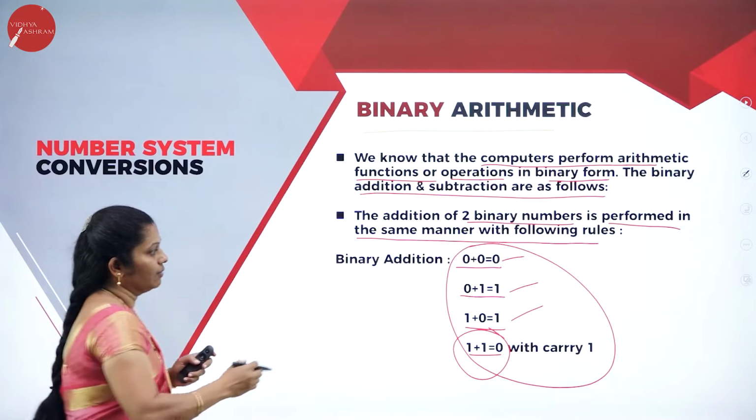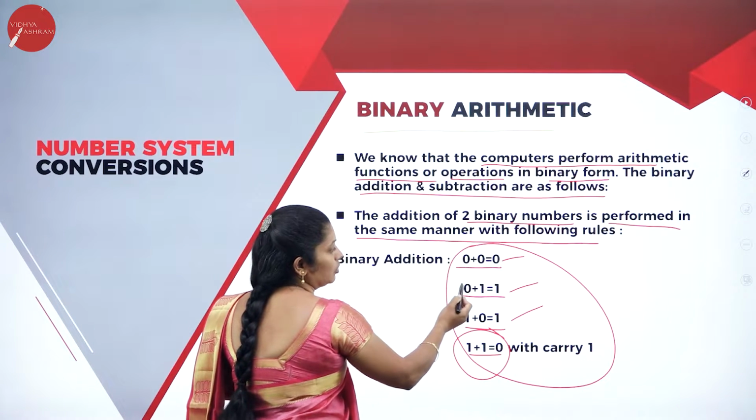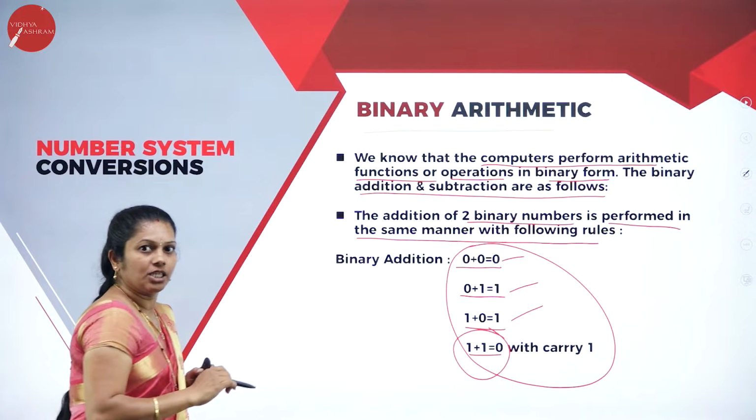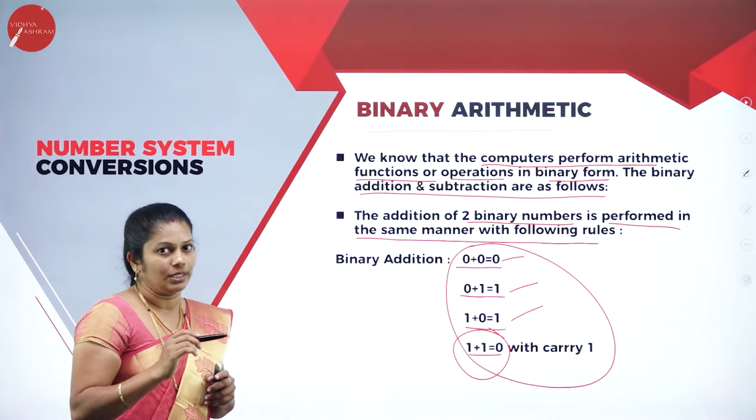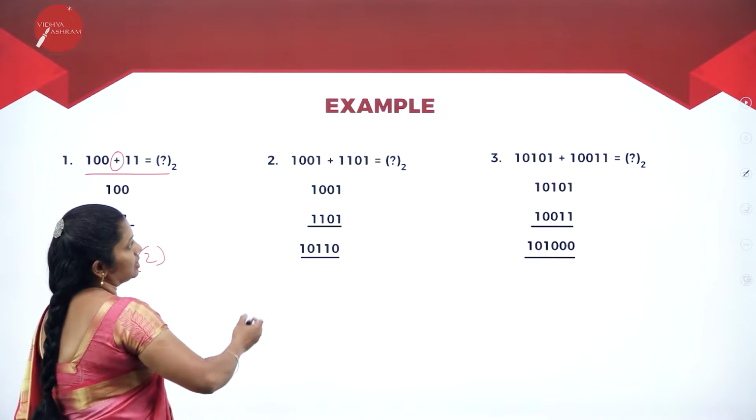Already I told you here: 0 plus 0 is 0, 0 plus 1 is 1, 1 plus 0 is 1, as well as 1 plus 1 is 0 here. Then consider one more problem here.